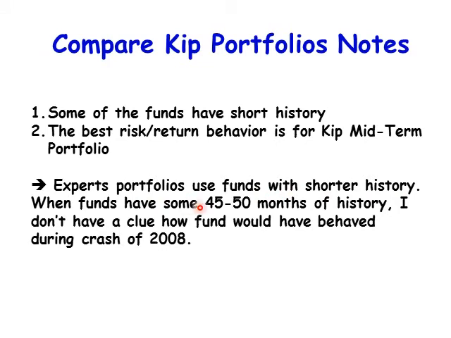The expert portfolio uses funds with shorter history. When funds have some 45-50 months of history, I don't have a clue how the fund would have behaved during the crash of 2008. So when I do my research, I want to see how a fund behaved during the crash. And when you get newer funds with a shorter history, I don't know how the fund would have behaved during the crash.